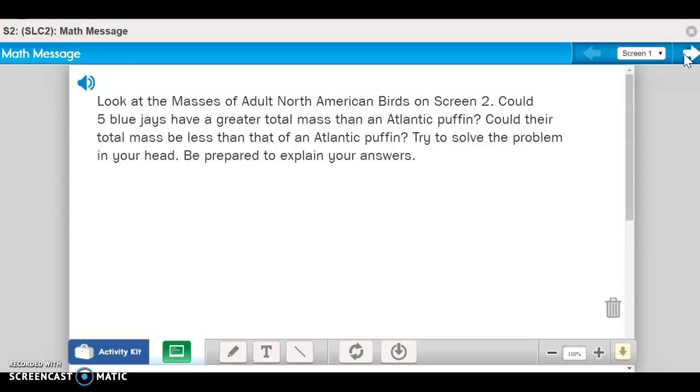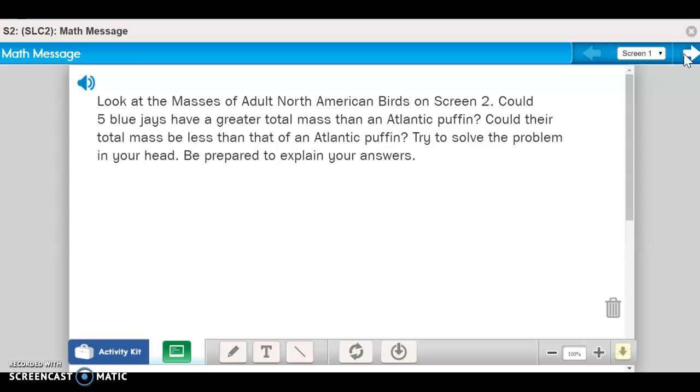Well, I want you to think about it like this. 1 blue jay could have a mass of 100 grams, so 5 blue jays could have a mass of 500 grams, or 5 times 100. The Atlantic puffin could be on the smaller end of the scale. It could be at 400 grams. So yes, 5 large blue jays could have a greater mass than 1 Atlantic puffin.